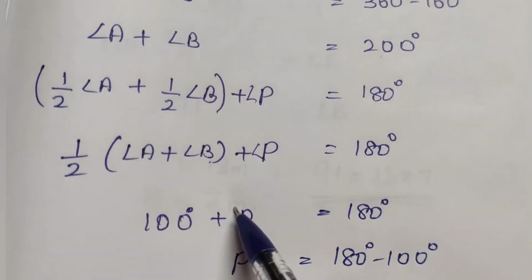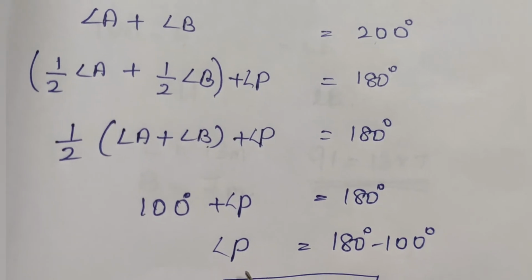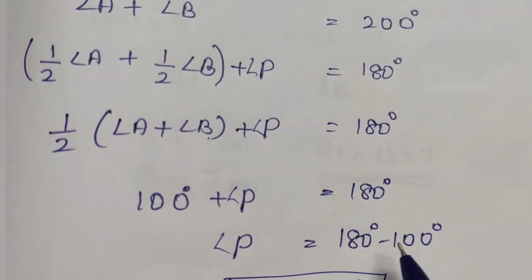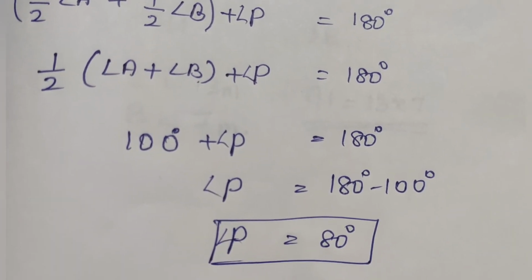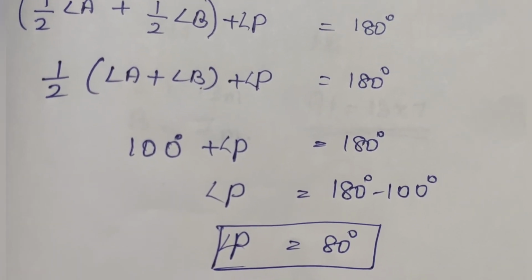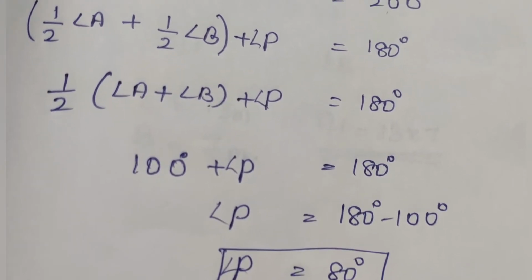100 plus angle P is equal to 180 degree. So angle P is equal to 180 degree minus 100 degree. Angle P is equal to 80 degree. Angle APB is equal to 80 degree.